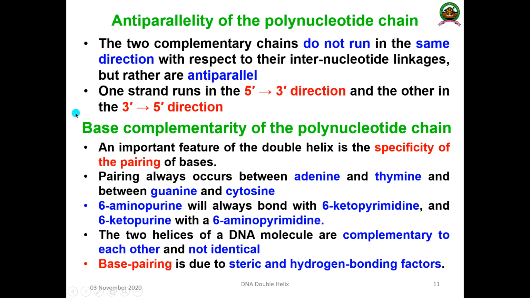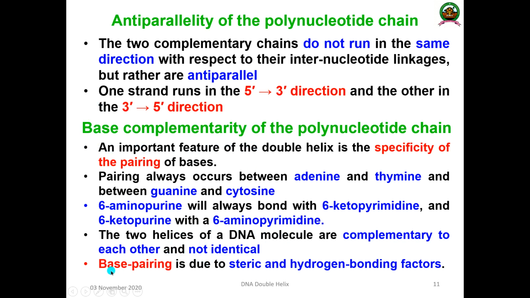Then the base complementarity. This is an important feature of the DNA double helix with respect to specificity, and there is a specific base pairing, the specificity of the pairing, okay. The pairing always occurs between a purine and a pyrimidine. Adenine always pairs with thymine, and guanine always pairs with cytosine, okay. That means adenine, a 6-aminopurine, will always bond with the 6-ketopyrimidine, and 6-ketopurines are always paired with the 6-aminopyrimidine, okay. And the two strands of the DNA molecule are complementary to each other. They are not identical.